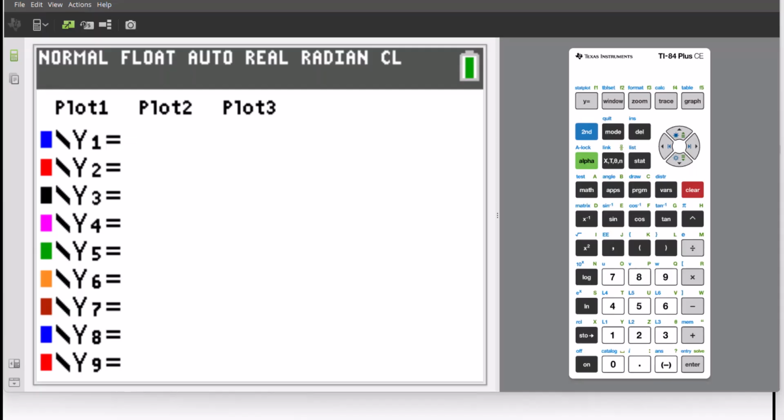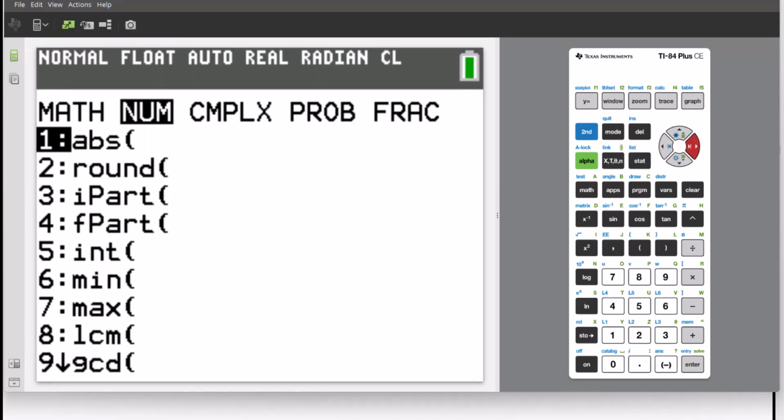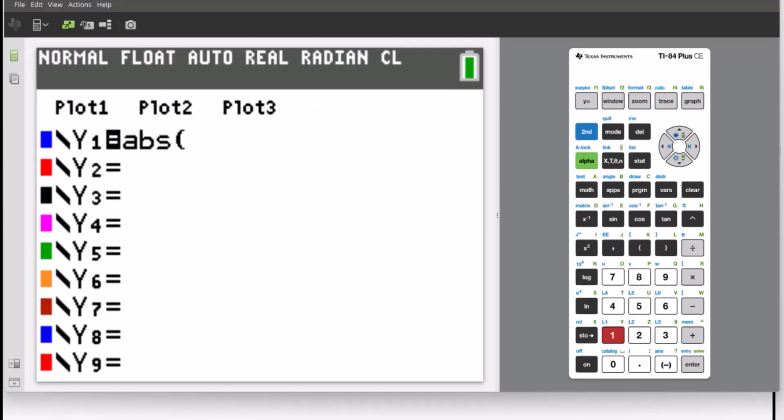So first clear the Y1, and then you're going to click on math, then move over once to the right to the numbers column, then click the absolute value key, which is the very first one, and type in your x minus 3. Now you have to remember to close the absolute value. So how do we do that here? We just add the extra parentheses.